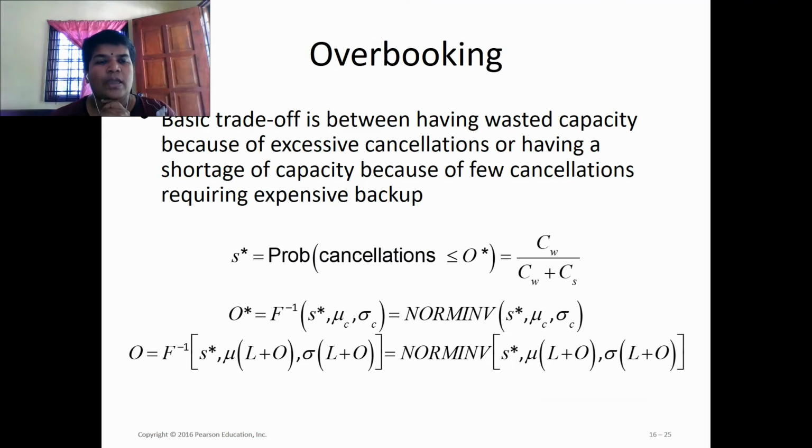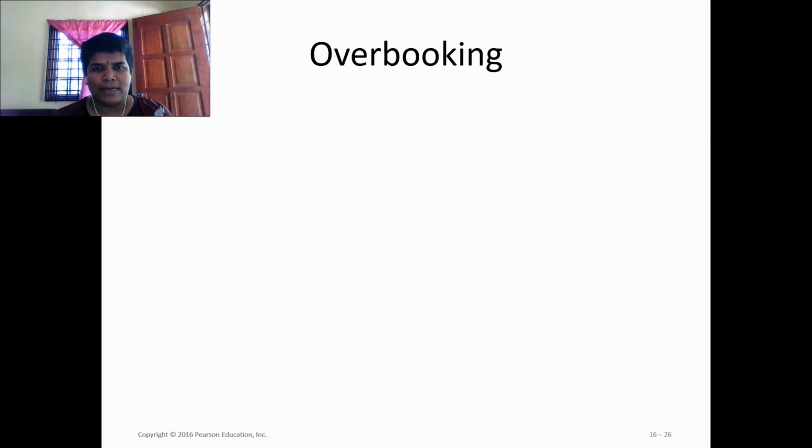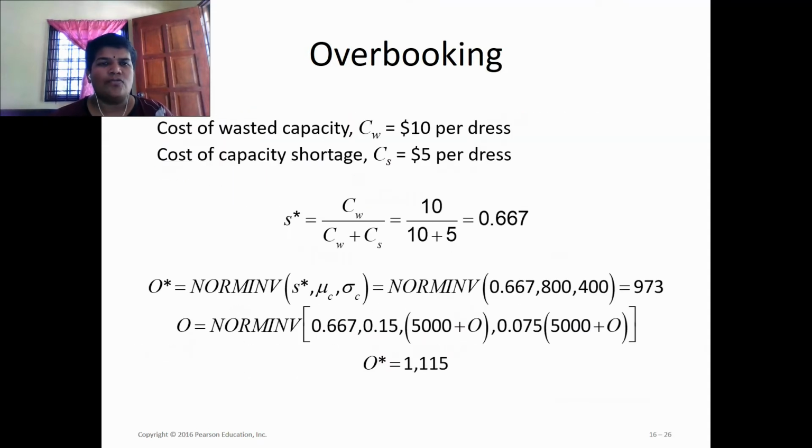Overbooking. Okay, the basic trade-off is between having wasted capacity because of excessive cancellation, or having a shortage of capacity because of few cancellations requiring expensive backup. So it's all given as a mathematical formula here for you to do some calculation. So cost of wasted capacity and cost of capacity shortage. CW is capacity wasted, and CS is capacity shortage.